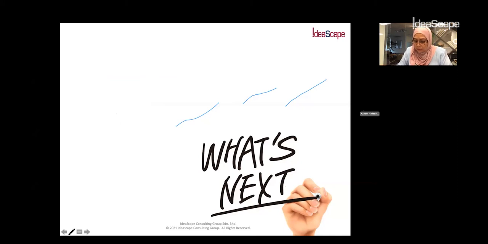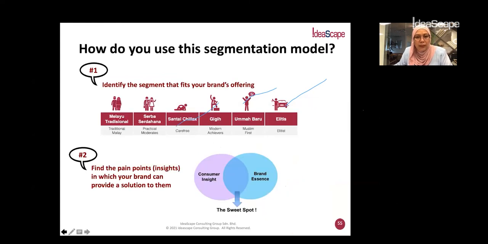Right now, the segment distribution is pretty much skewed. I will tell you. Melayu traditional and Serba Sederhana make up almost half of the population. Almost half. However, they are pretty stagnant. The growth comes from Umah Baru. Umah Baru is about almost a quarter, sharing the pie together with Santai Chillax.